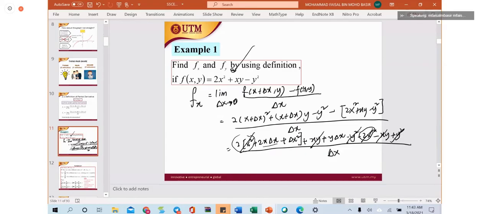So what we have now: 2 times 2 will be 4x delta x, plus 2 delta x squared, plus y delta x. Then we can divide everything by delta x. Okay, I forgot, you have to put the limit. Remember, don't remove the limit until you substitute delta x.